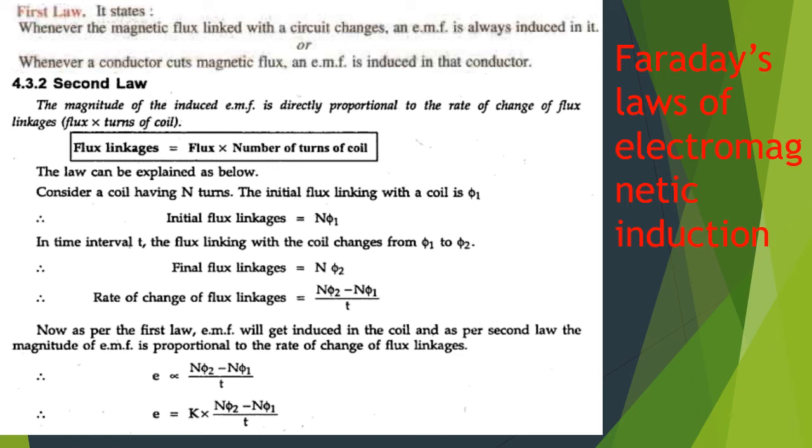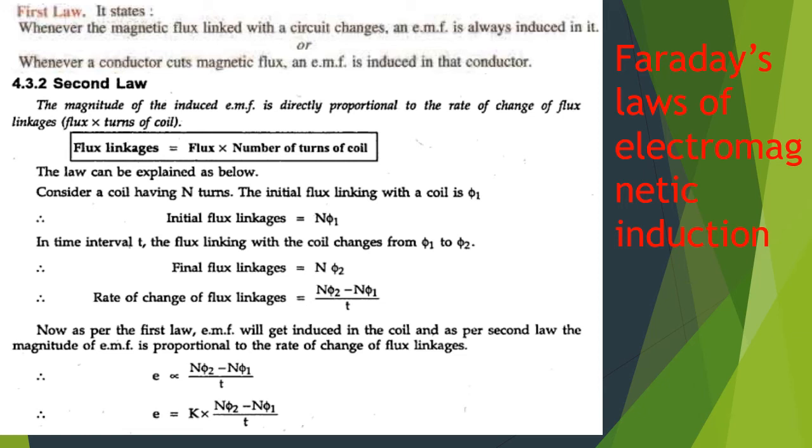So the final flux should be n phi2, and the rate of change of flux linkage is n phi2 minus n phi1 divided by time t. Now, as per the first law, the EMF will be induced in the coil, and as per the second law, the magnitude of induced EMF is proportional to the rate of change of flux linkage.